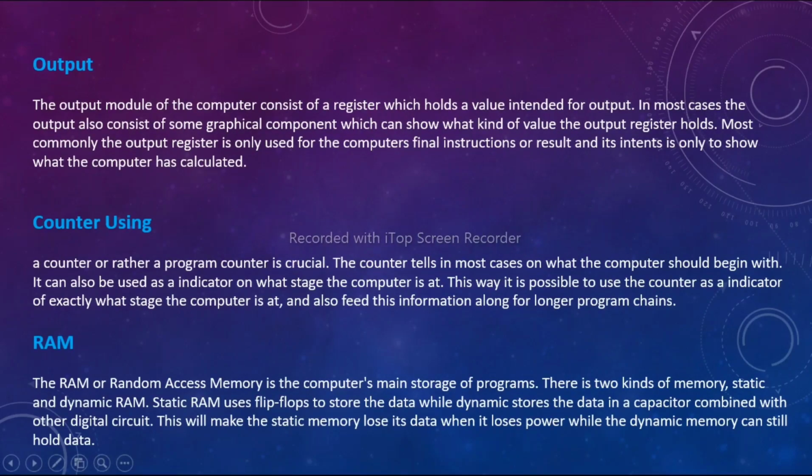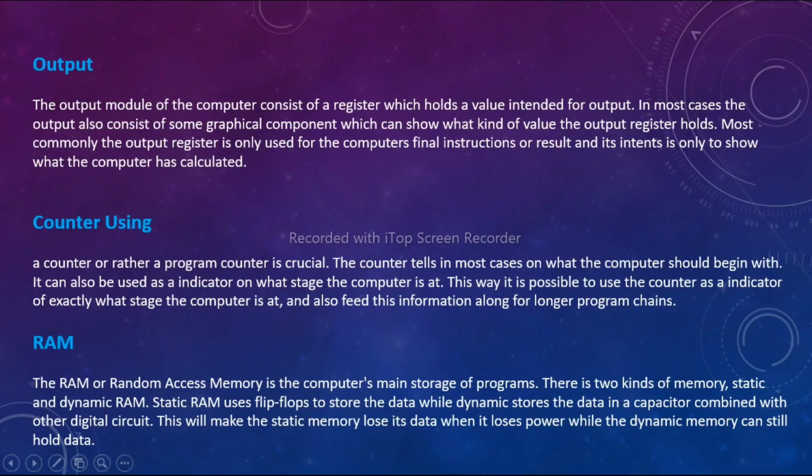Output. The output modules of the computer consist of the register which holds the values intended for output. In most cases, the output also consists of a graphical component which can show what kind of value the output register holds. Most commonly, the output register is only used for the computer's final instructions or result, and it only shows what the computer has calculated.